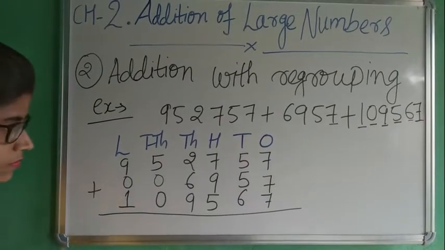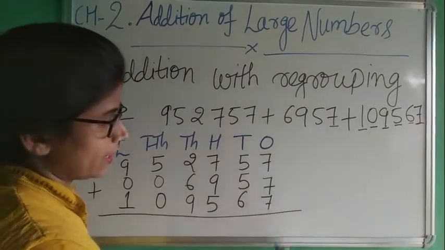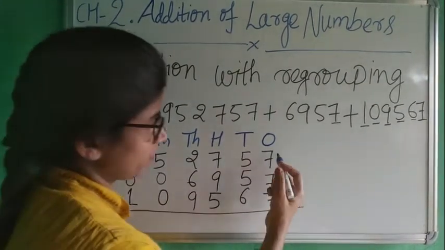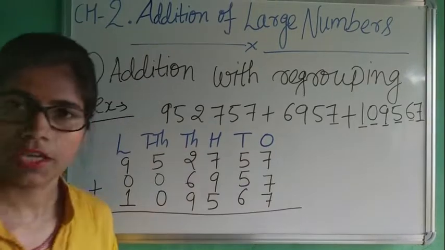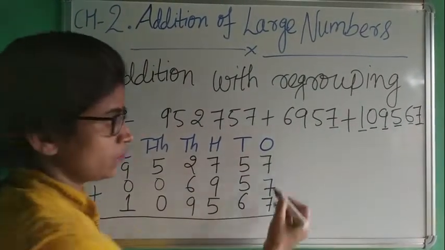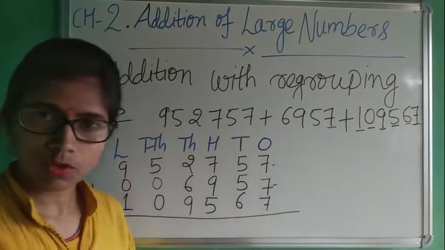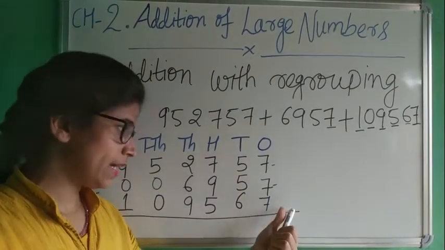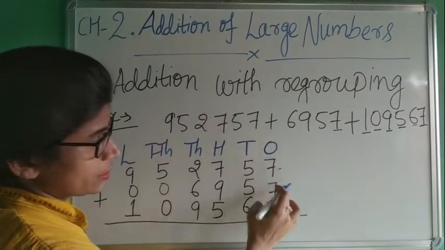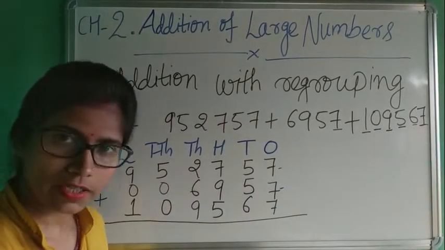Now add this. How will we add? From the right side. 7 plus 7 plus 7. Okay. So, how will you add 3 numbers? First, add 2, and then to the sum you get, you will add the third number. Okay. So, I am adding it. 7 plus 7, 14, and 14 plus 7, 21.